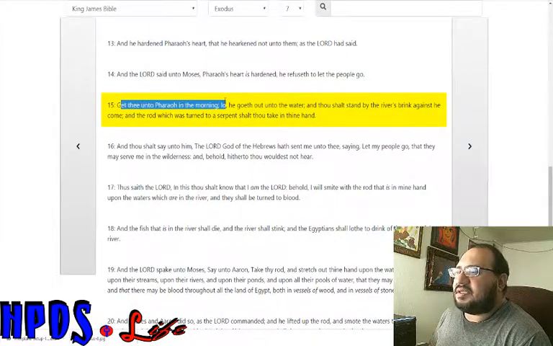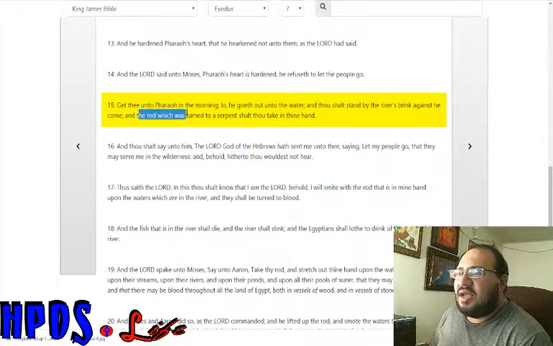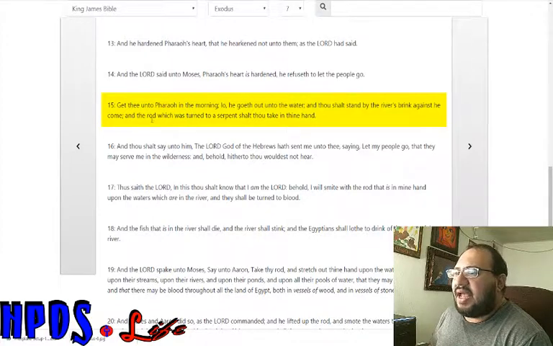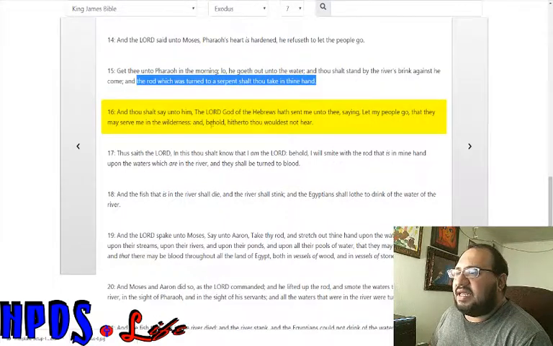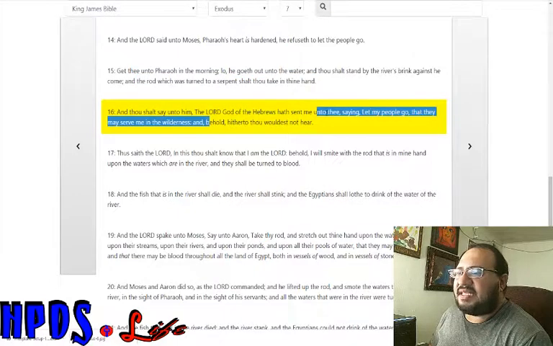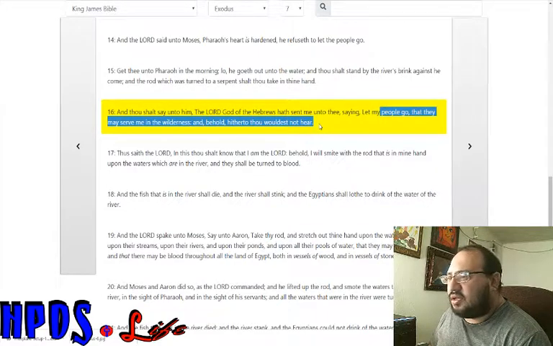So now he's telling him, go ahead and go into Pharaoh in the morning, when he's out in the water, and thou shalt stand by the river brink against he comes. So when he comes, you're going to be standing out there, and you're going to take that rod, which turned into a serpent, and you're going to tell him, the Lord God of the Hebrews hath sent unto me, saying, let my people go, that they may serve me in the wilderness. And behold, hitherto thou wouldest not hear.